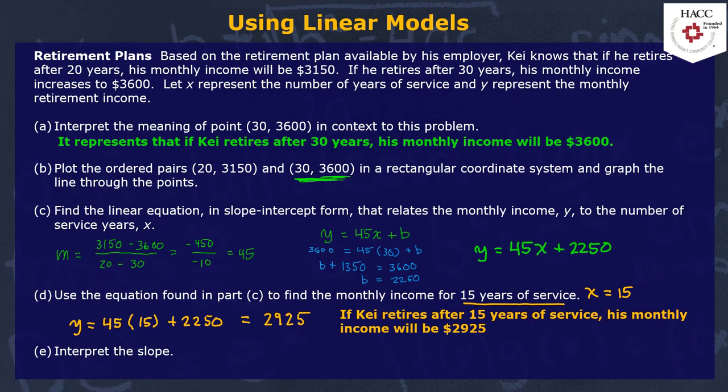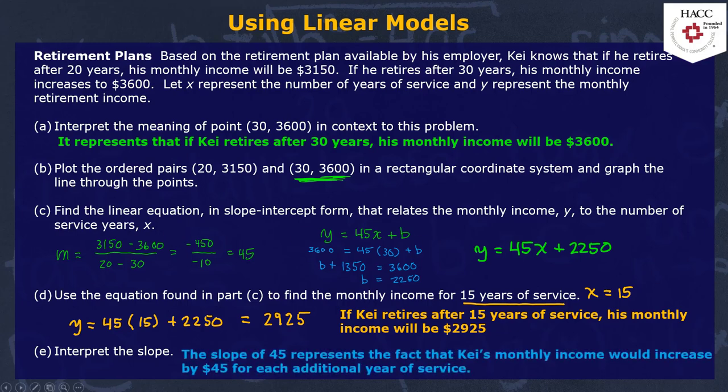And so lastly, interpret the slope. So basically, I have to know what this means, and coming back to where the slope is, this is essentially monthly income over years of service. So what I'm going to be getting here for the slope, or 45, that means, since it's positive, it's a $45 increase per month for each year of service, and that's how you'd interpret it. The slope of 45 represents the fact that Kai's monthly income would increase by $45 for each additional year of service. And that's the end of this question.